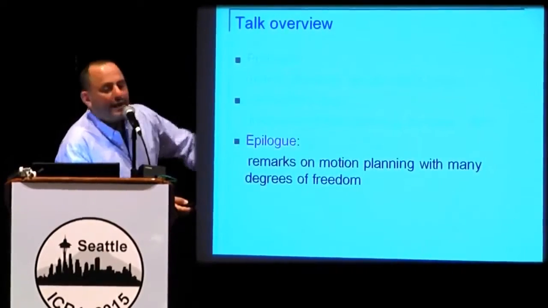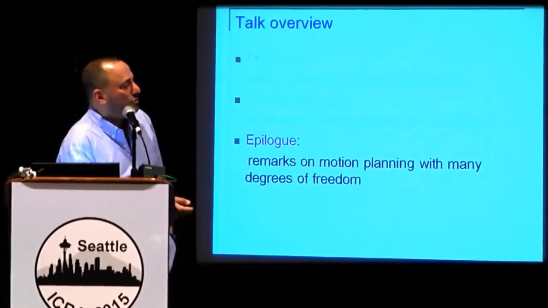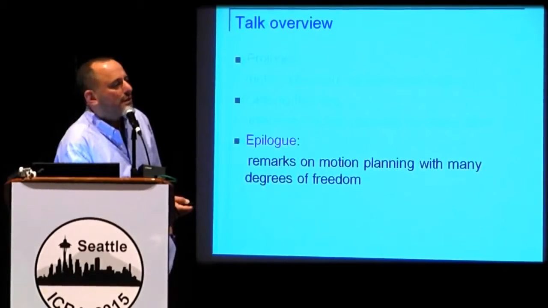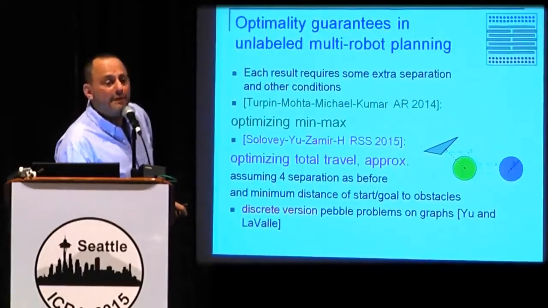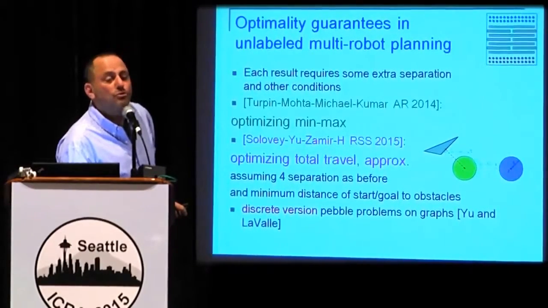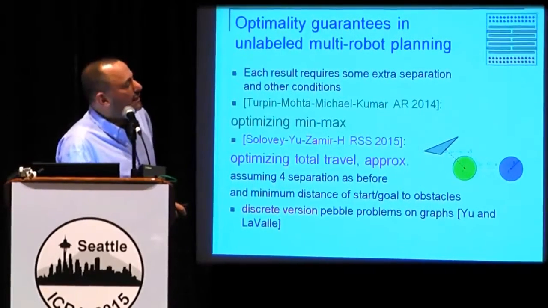Okay, let me make a few remarks about motion planning with many degrees of freedom. If we leave the basic problem and we move to optimality, the problem becomes much harder. We know it from other areas of motion planning. So again, I have unlabeled disks, and I want to get good paths. There are two results along this line.